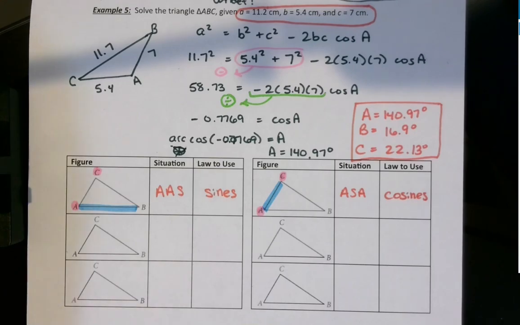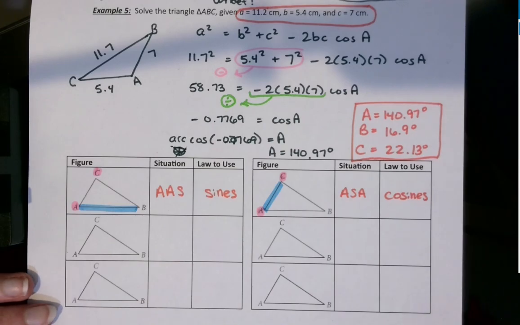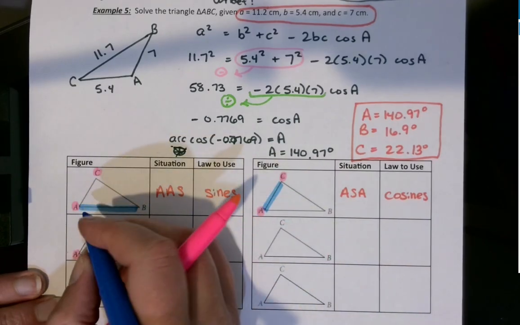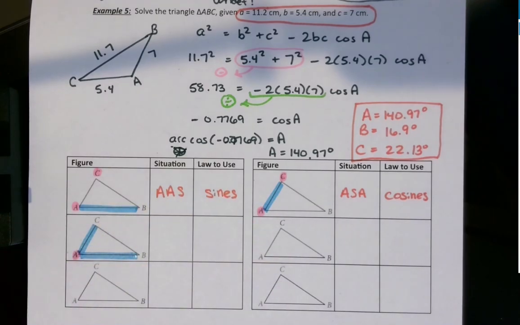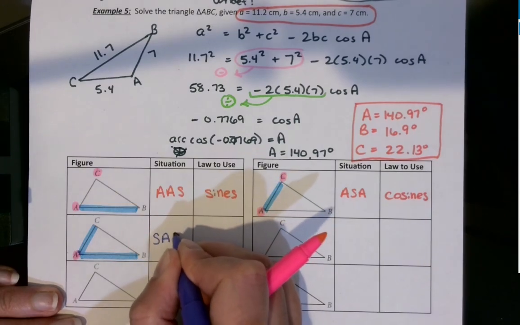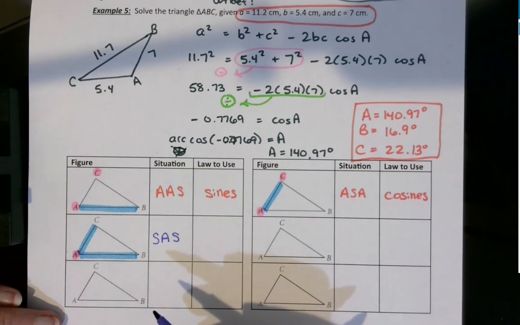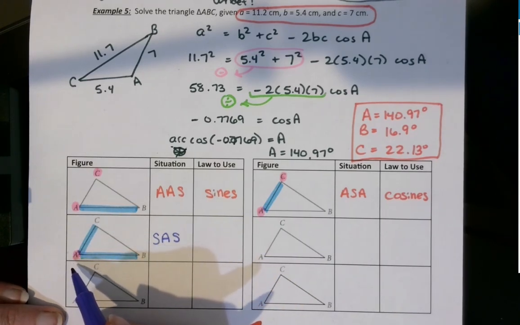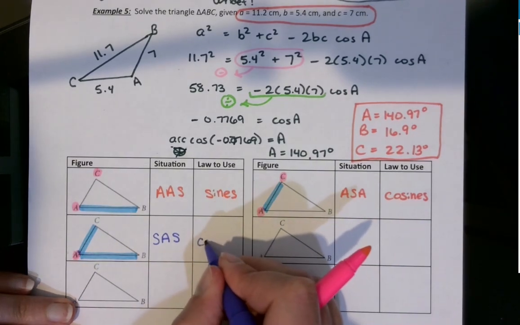Okay. Another possible situation, instead of knowing 2 of the angles, I know 1 of the angles, and I know sides that go around that angle. This is going to be the side, angle, side case. In this case, side, angle, side, I don't have a pairing, so that's going to have to be a law of cosines.